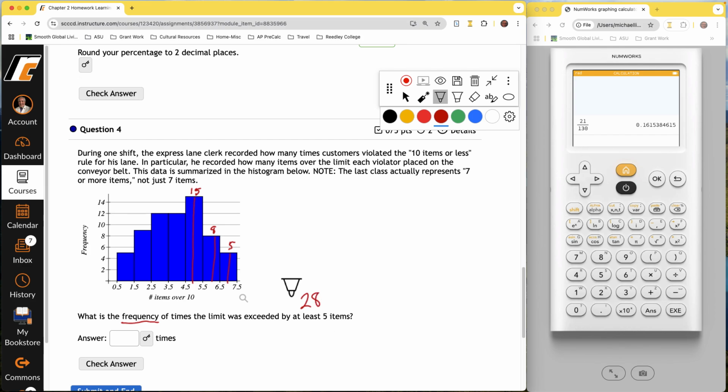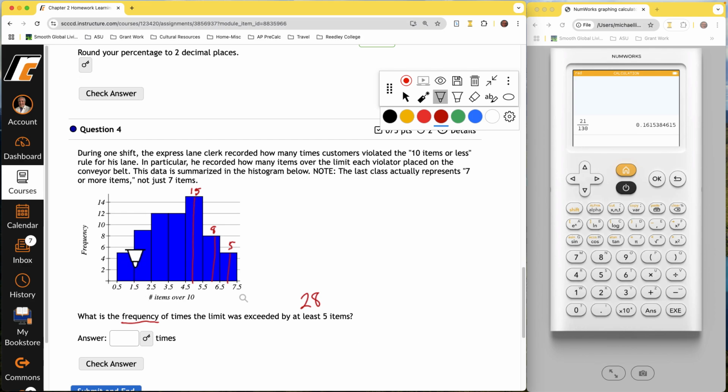Now, if they wanted the relative frequency, we would have also had to figure out how many total people he counted and then divide by that. But since they just want the frequency, there were 28 times people came through with either 5, 6, or 7 or more, at least 5 items over the 10 item limit.